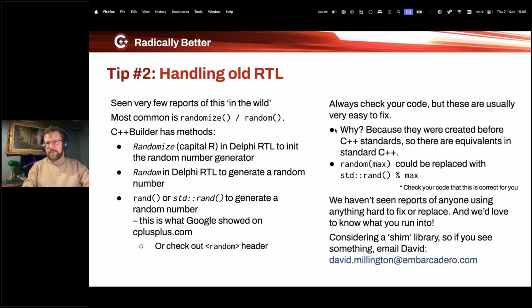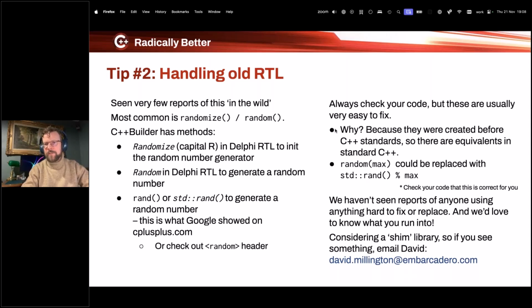The message here is that, look, you should check your code, but usually everything that we know of is very easy to fix, basically because all these things were added to Turbo C or Turbo C++ before the language was first standardized in 1996 or so. And that means that when the standards were written, they included all this functionality, and they might have renamed something or standardized something slightly different, but that let you do the same thing.